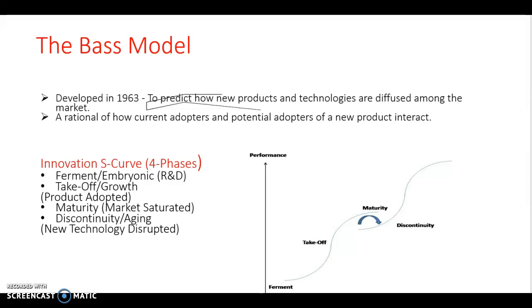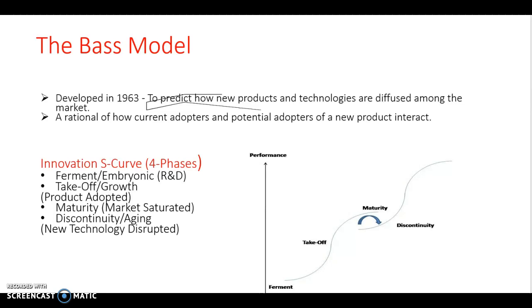Let's go back earlier than the Abernathy-Urdahl model, to the BAS model, which was created in 1963. The BAS model, again, was to predict how new products and technology are diffused among the market. It is a rationale of how current adopters and potential adopters of a new product interact. As you can see, there are 4 different phases the product goes through.